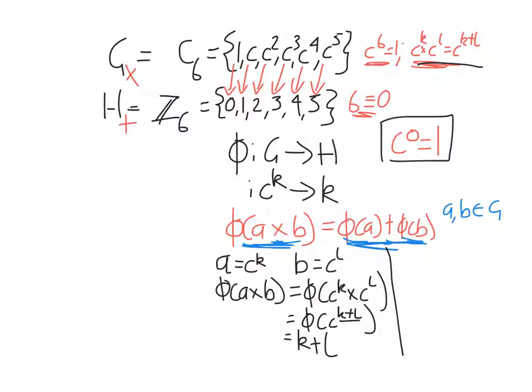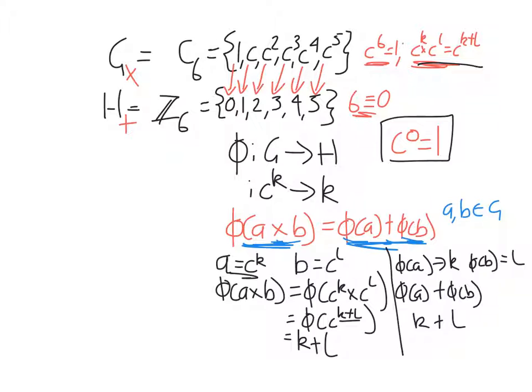So let's look at the right-hand side of the equation. Phi of A, if A is C to the power of K, will just get mapped to K. Phi of B will just map C to the power of L to L. So phi of A plus phi of B is just going to be K plus L. Note these are the same. It satisfies the definition of a homomorphism: phi of A times B is equal to phi of A plus phi of B. Therefore, the map phi is a homomorphism. Because it was also bijective, phi is an isomorphism, and therefore G and H are isomorphic.